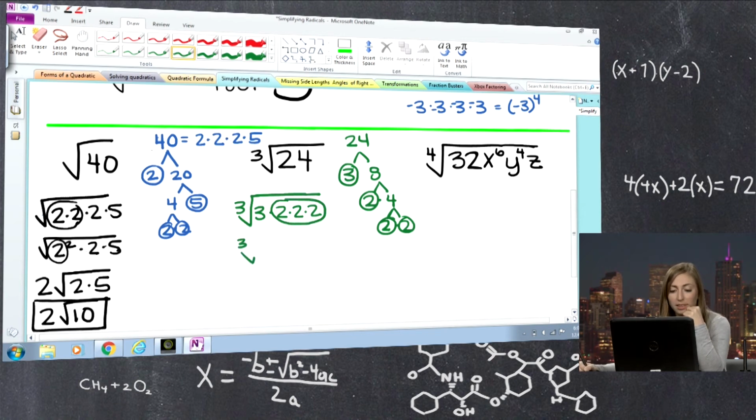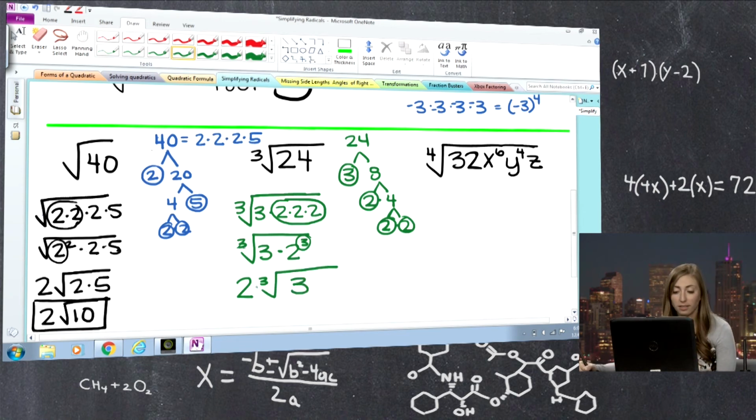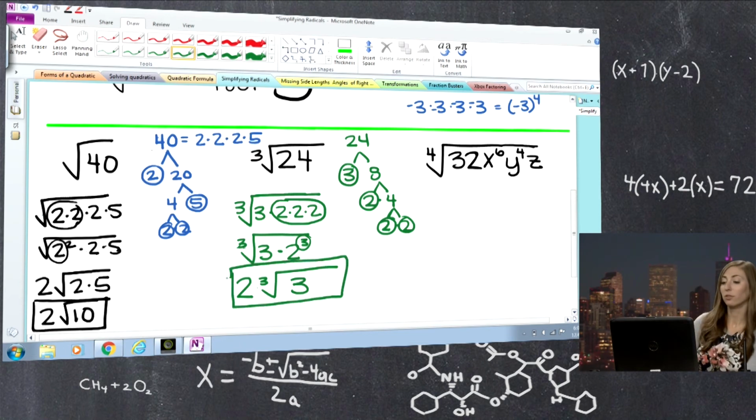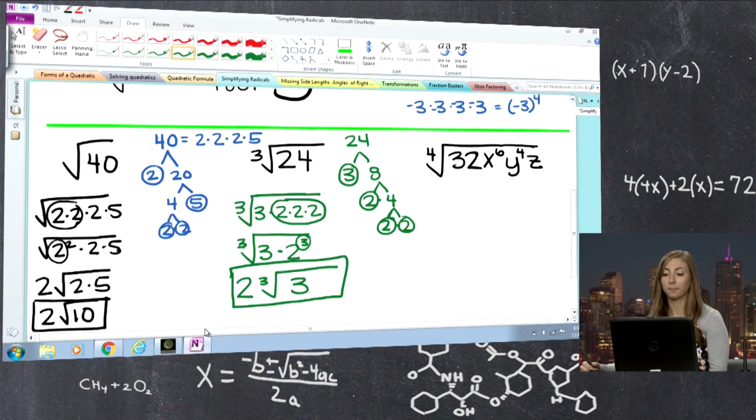So I could rewrite that as 3 times 2 to the third power. As we mentioned before, a cube root is the opposite of a cube, so that cancels out. So this 2 is going to come to the outside of our cube root, because we took the cube root of 2 cubed, and that 3 is left on the inside. So this is now the simplified radical form of the cube root of 24.